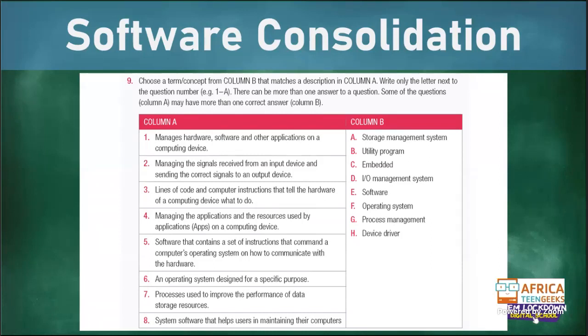Okay. System software that helps users to maintain their computers. We'll say that. Then the last one, number 8, utility program. Okay, perfect. Now we are moving on to today's lesson.